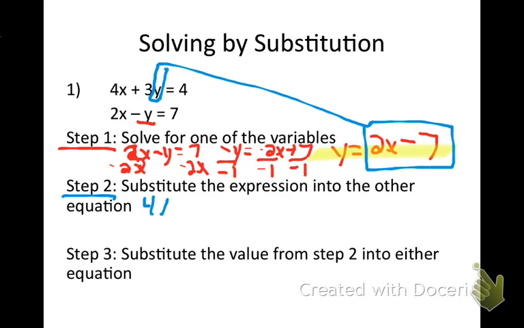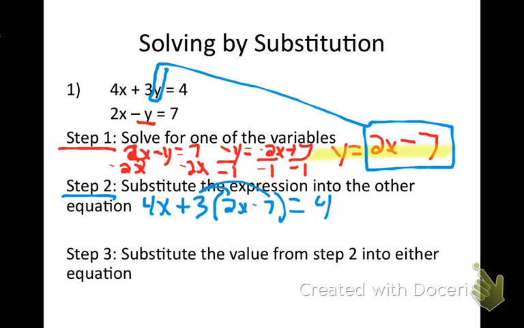So I get 4x plus 3 parentheses, parentheses are key on these, 2x minus 7 equals 4. I substituted all of it, not just the first part, not just the end. I substitute all of it into that other equation. Now I have just x's. Now I can solve.